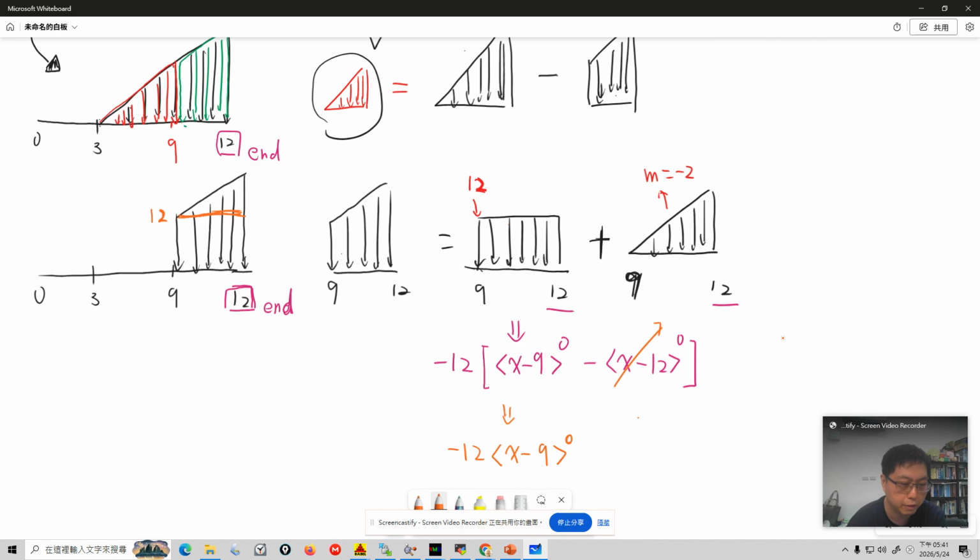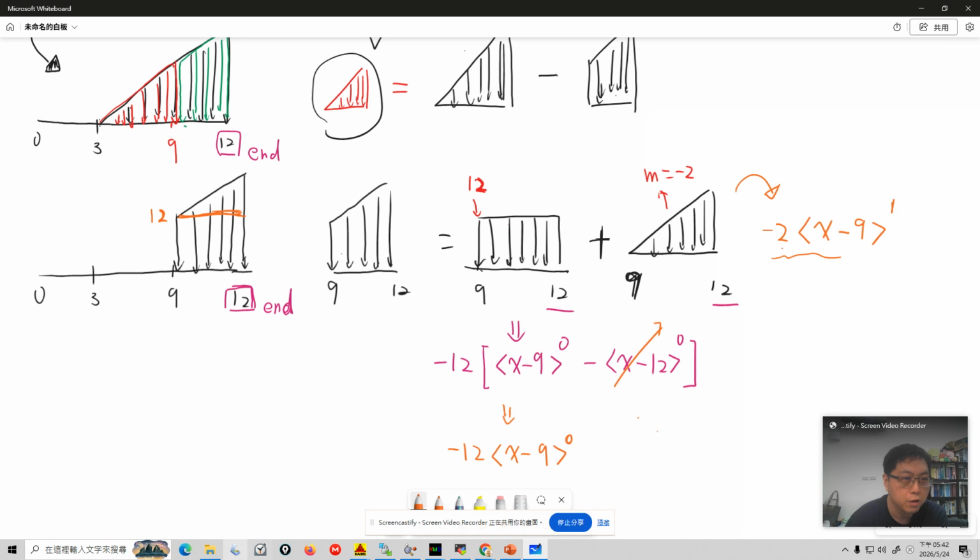And what's the triangle here? This triangle starts from x equal to 9 and goes all the way to the end. So I think it's easier to represent with this discontinuity function. The slope is also minus 12, and it is x minus 9, starting from 9. Its power is 1, and it goes all the way to the end. So that's the discontinuity function representation for this distributed load.